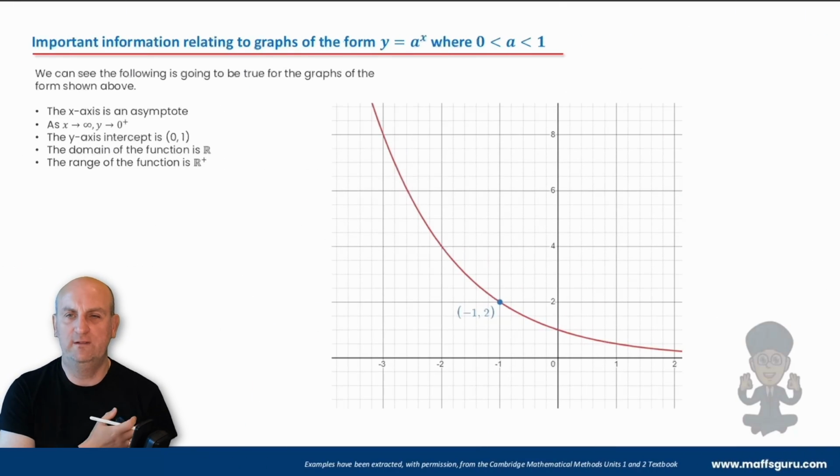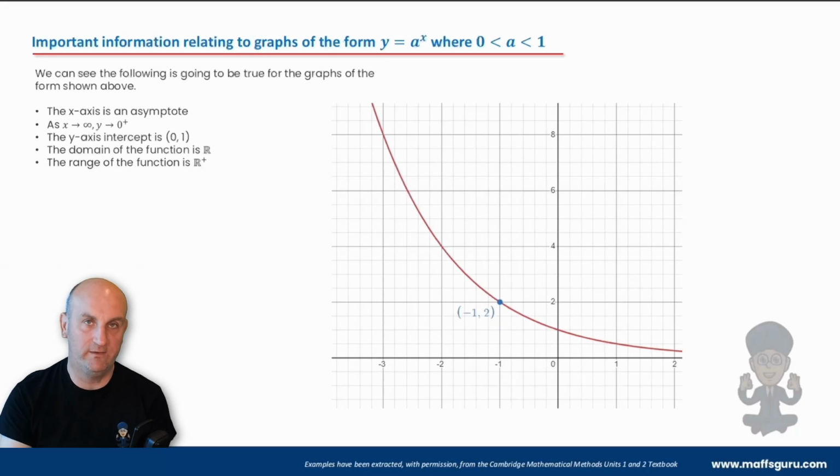Right, what about this? Important information relating to the graphs of that, where a falls between 0 and 1, not inclusive, because again, 0 to the power of anything doesn't make any sense. The x-axis is an asymptote, so the x-axis still stays as an asymptote. As x tends to infinity, y tends to 0. The y-axis intercept is 0, 1, so that still stays as 0, 1. The domain of the function is real, the range of the function is real plus. And that makes sense because all we've done is reflect it in our y-axis.